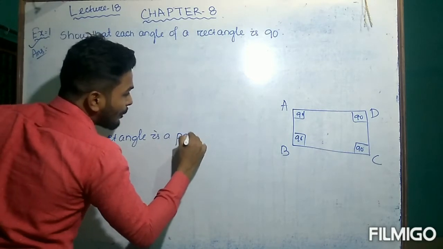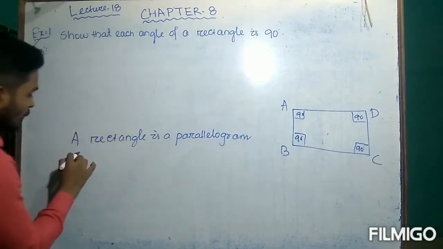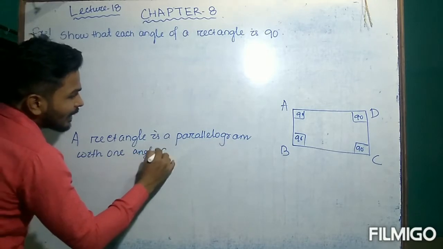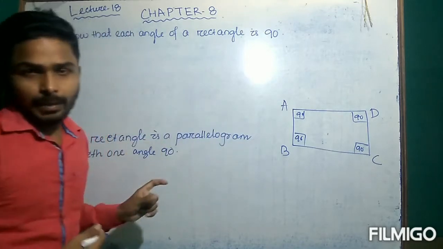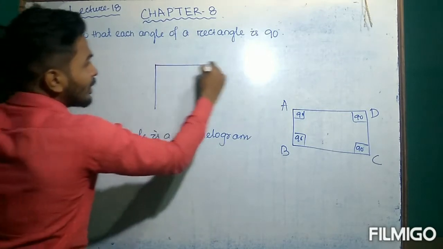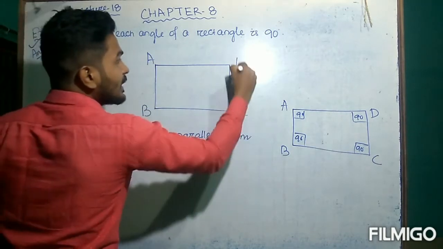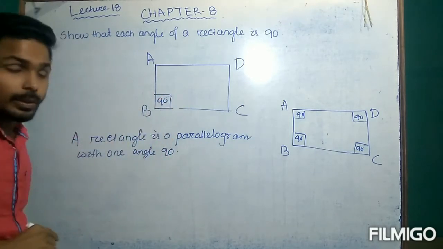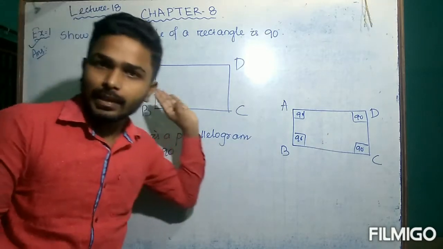A rectangle is a parallelogram with one angle 90 degree. Ultimately, a rectangle is a parallelogram in which only one angle is 90 degree. Let's say this is our rectangle ABCD, and any one of its angles is 90 degree. This is for sure, you have to write this: a rectangle is a parallelogram in which only one angle is 90 degree. Let's say this angle B is 90 degree.